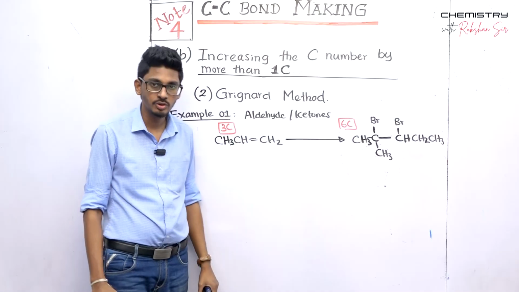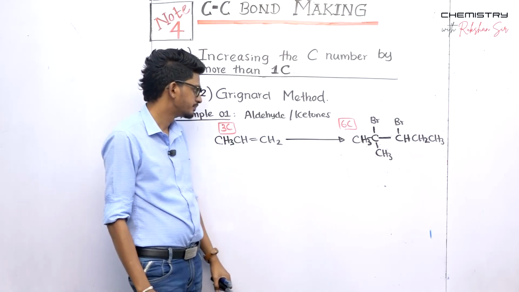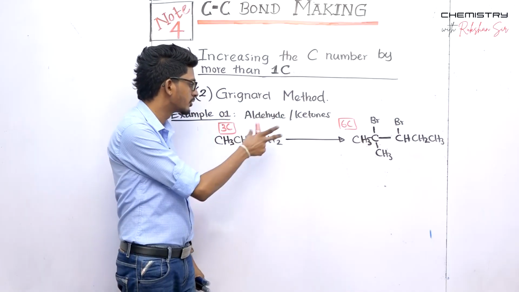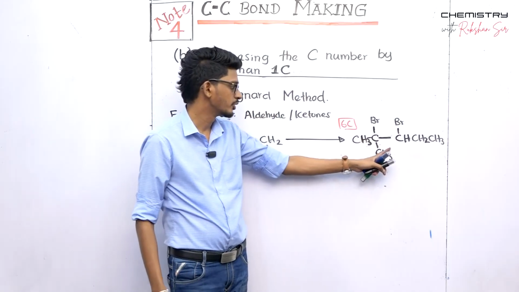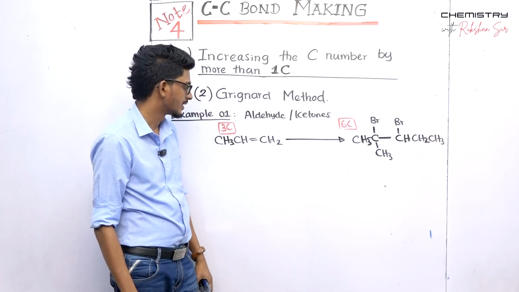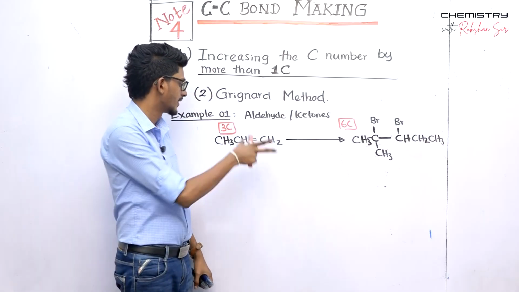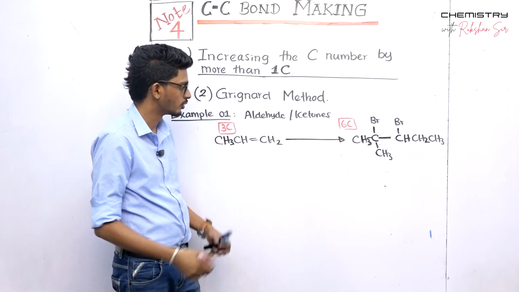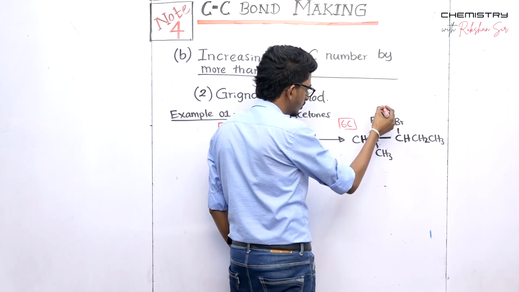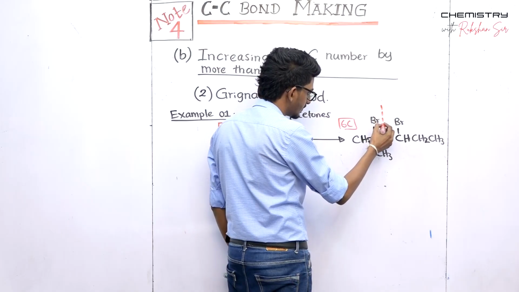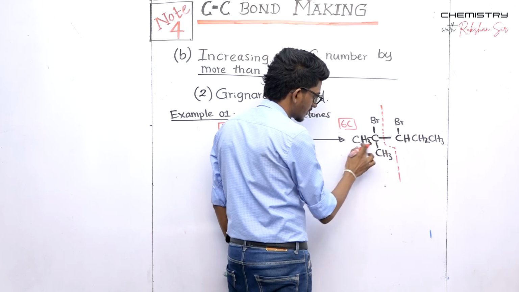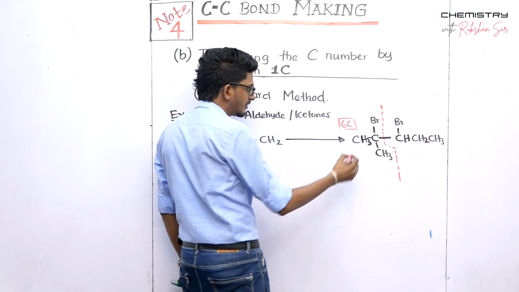So first of all, what do we need to do? We need to break this final compound into 3 carbon groups. Why is that? Because only 3 carbon blocks are available with me, right? So first break this one into 3 carbon blocks like this, right? Okay, then identify the connectivity.